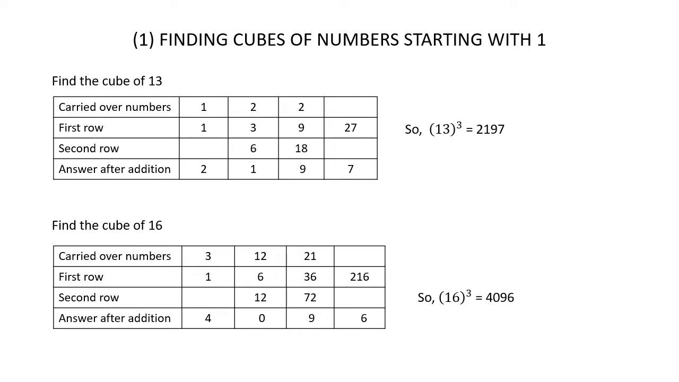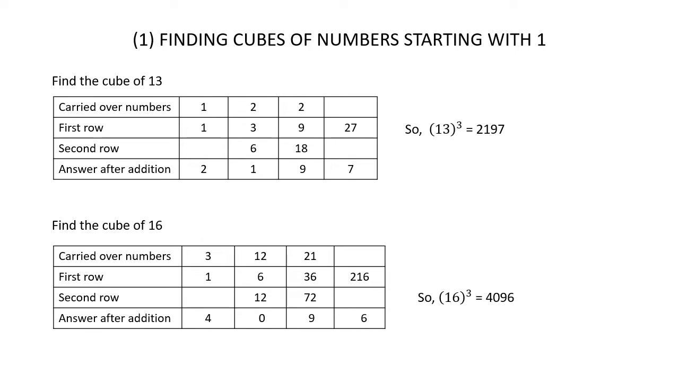Now double 3, and double of 3 is 6. Write 6 below 3. Double of 9 is 18. Write 18 below 9. Now add the numbers of the first and second row, keeping only the unit digit in the answer and carrying over the remaining digit to the other column. So here 27 has 2 digits. So write only 7 in the answer and carry over 2 to the next column.